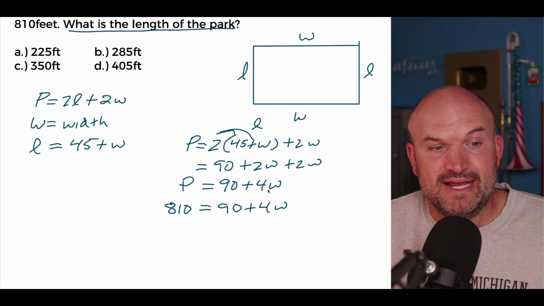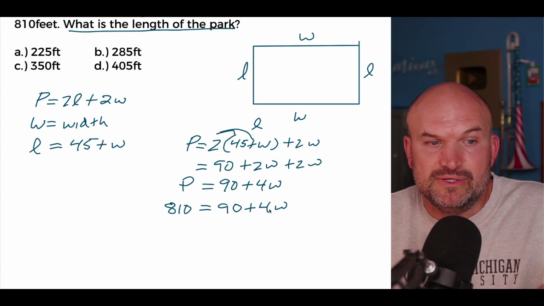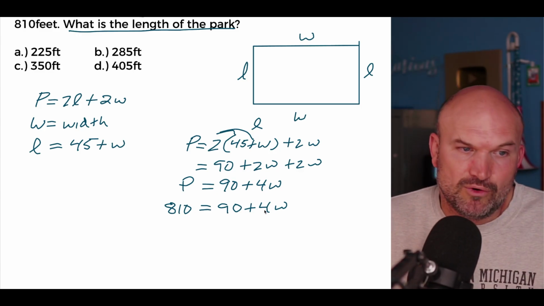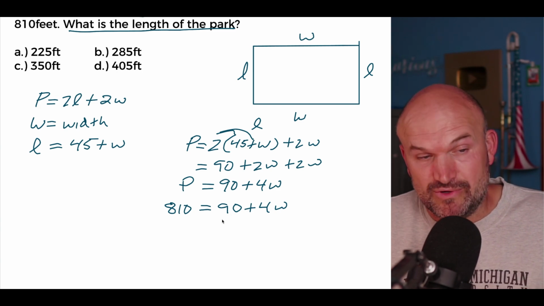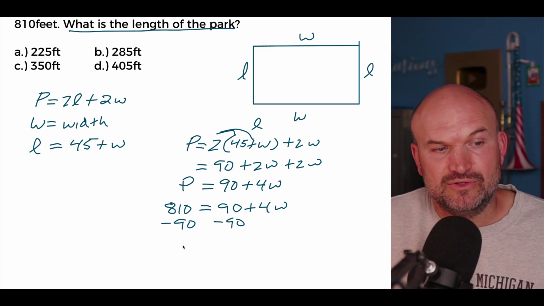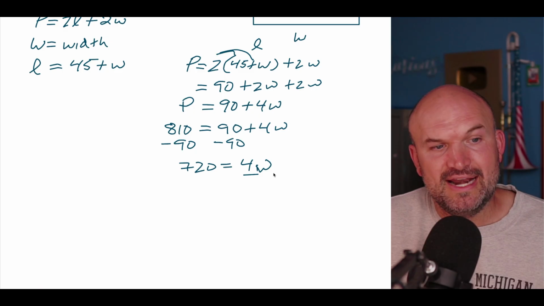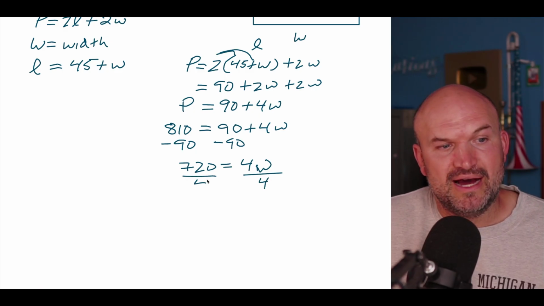Now we just need to go ahead and solve for W. So first thing I need to do is undo what's happening to my W. You can see my W is being multiplied by 4, and also 90 is being added to it because that's a positive 90. So I'll go ahead and subtract 90 on both sides. That's going to give me 720 equals 4W. And then I can go ahead and divide by 4.